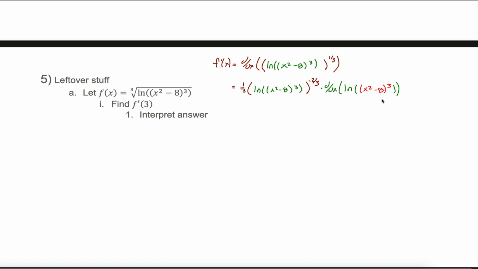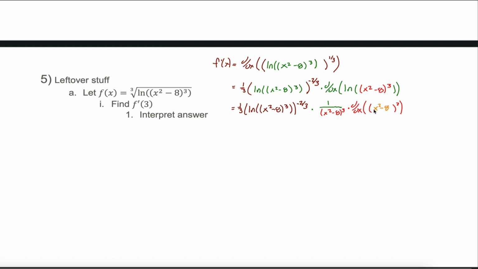We have another chain rule going on here, and the outer layer of our chain rule is what's pictured in green. This first factor is completely done. It's just along for the ride. For this second factor, I want to take the derivative of the natural log of some stuff. Because the derivative of natural log of x is 1 over x, the derivative of the natural log of some stuff is 1 divided by all that stuff, x squared minus 8 to the third power in this case, times the derivative of that stuff. Again, x squared minus 8 to the third power.